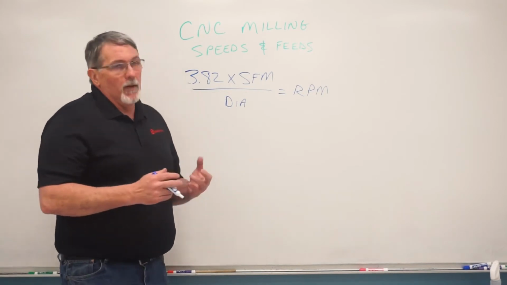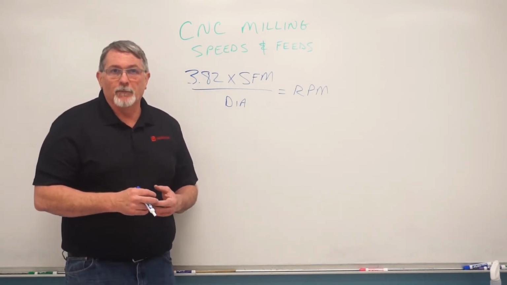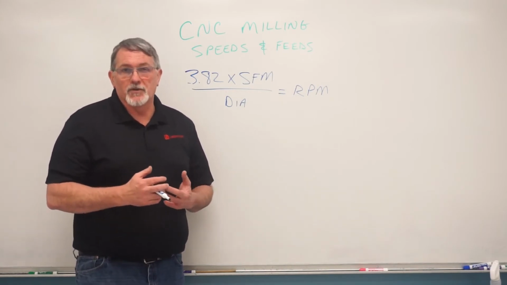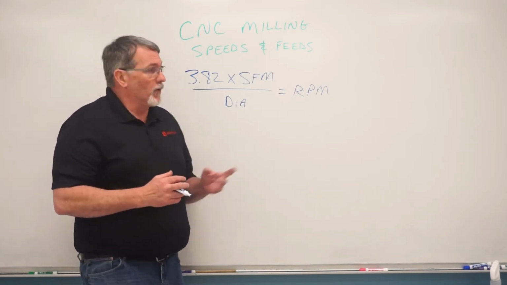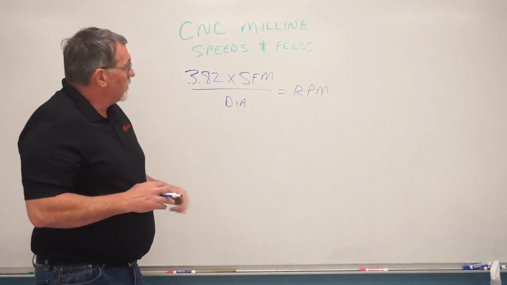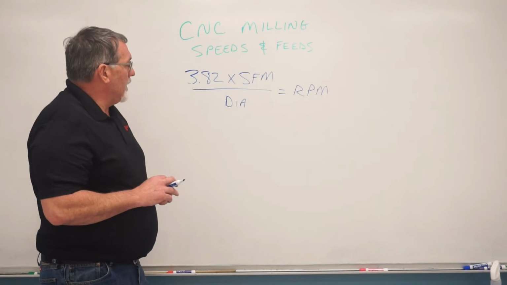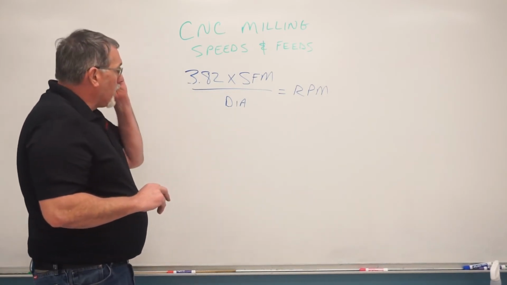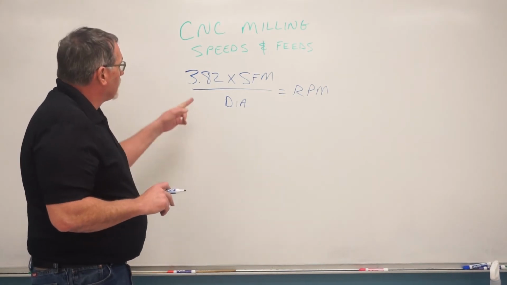We use aluminum at about 700 surface foot. Some of the harder materials like 4140 may be as low as 175 surface footage. So we're going to use a number for that. And then divided by the diameter. The diameter is the diameter of your cutting tool. Okay? So we can do one of these real fast.